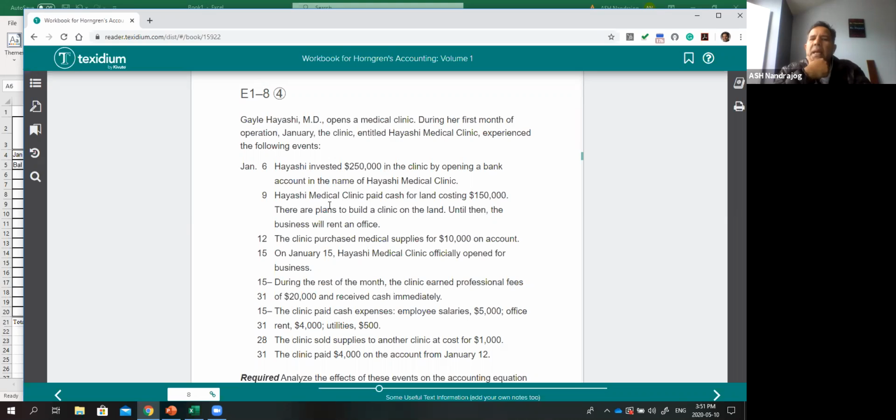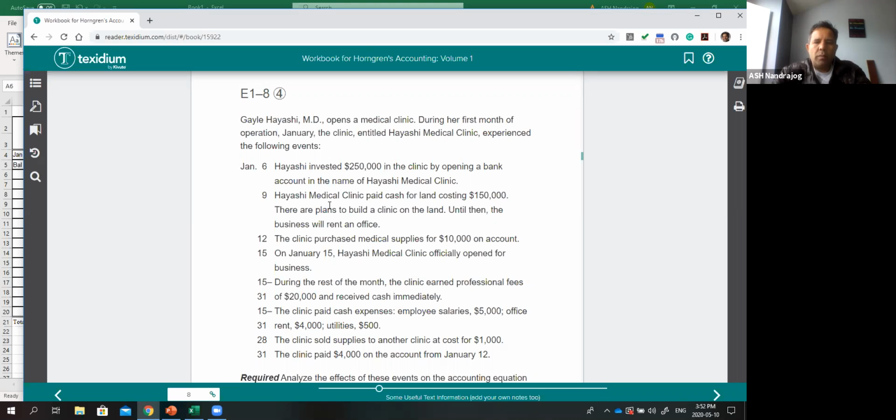So let's analyze this statement. The clinic has paid cash for land. What this means is that we have used the cash to purchase land for the business. So one form of asset, which is the cash, is changing into another form of asset, meaning one form of asset is decreasing and the other is increasing, but the net effect on the asset side is zero.